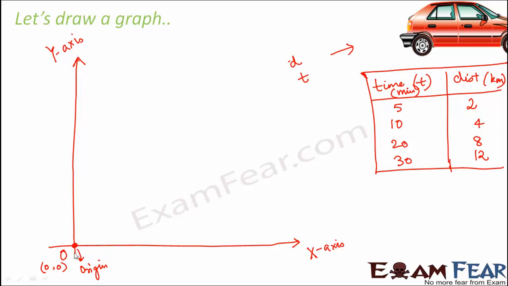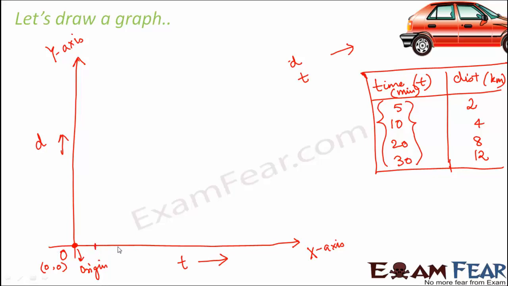Okay, fine. So now we take distance on the y-axis and we take time on the x-axis. So that's how we draw the backbone of a graph. Now the next important thing that we need to do is decide the scale on the x-axis and the y-axis. The x-axis is all about time, and what are the times that we have? 5 minutes, 10 minutes, 20 minutes, 30 minutes. Now how do we plot them?